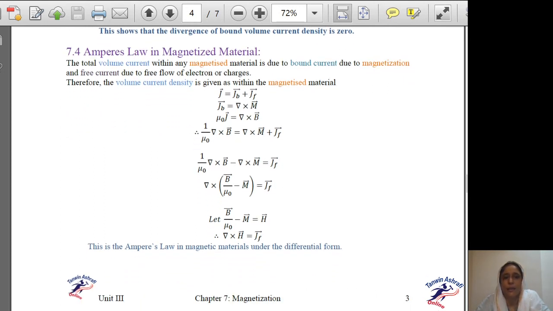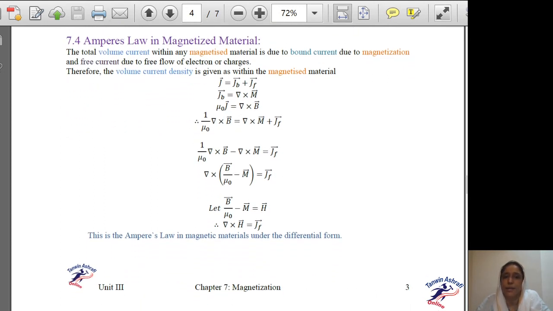Next topic is Ampere's law in magnetized material. Now, the total volume current within the magnetized material is due to the bound current, due to the magnetization, and due to the free current, due to the free flow of electrons or charges. Therefore, the total volume current density has two terms, J_b plus J_f. Now, J_b is del cross M, whereas for J we know by Ampere's law, mu naught J is equal to del cross B.